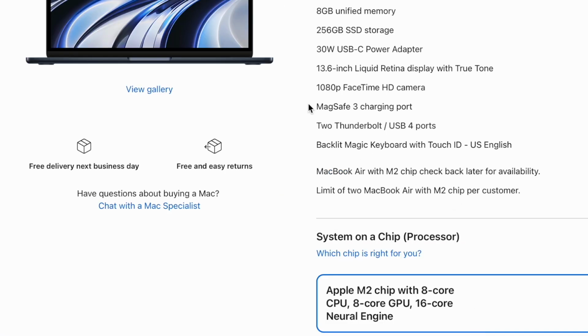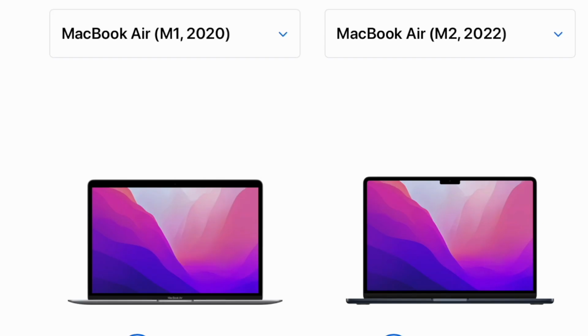Just a little bit different is that this one is a 256 GB SSD. So it's $100 cheaper, you get less memory, but probably some of you are thinking, should I get the M1 Air or should I get the M2 Air? So in this video, I'll just highlight some of the things for you to consider.